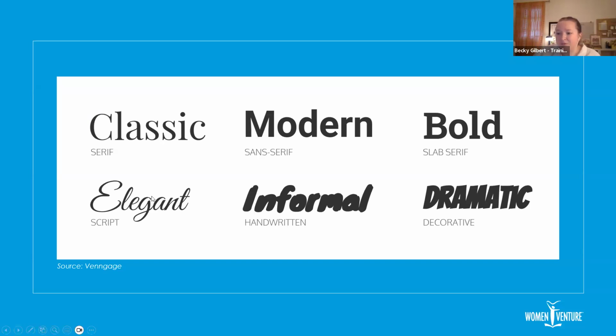Be careful with script fonts because they can get really hard to read really fast. So be cautious. This is a good one. It's very clear what it says. Handwritten fonts can give an air of informal, youthful, maybe creative.